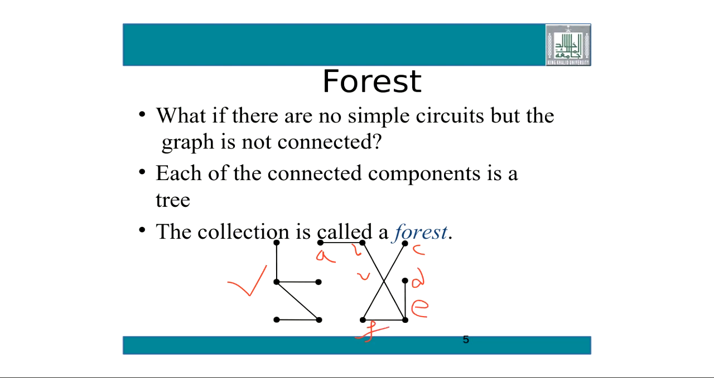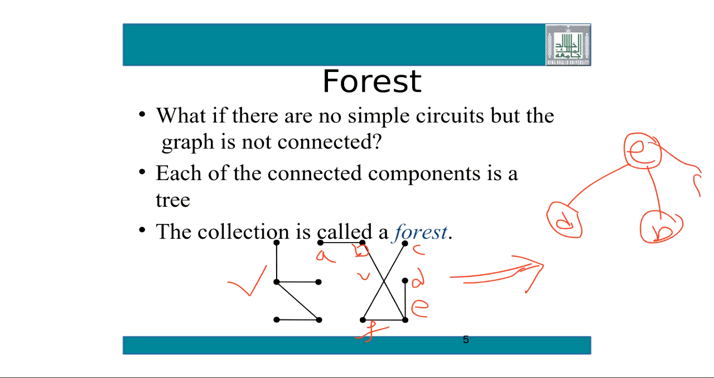Okay, so you can write this like an undirected tree. You can consider E as the root. First for E, what are the children? D, F and B. You can write it like this: this is D, this is B, and this is F.